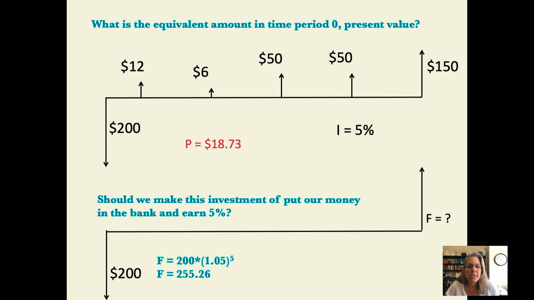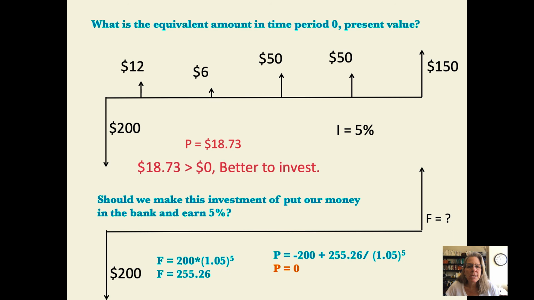because we're going to put it in the bank and earn 5 years of interest at 5%. If we then take that and calculate the present value of the $200 now and the $255.26 in 5 years, that ends up being 0. So what's happened here is we can look at the alternative of making this first investment, or we can look at the alternative of putting the money in the bank. And in this case, 18.73 is greater than 0, so it's better to make that investment on the top there and not just put our money in the bank.